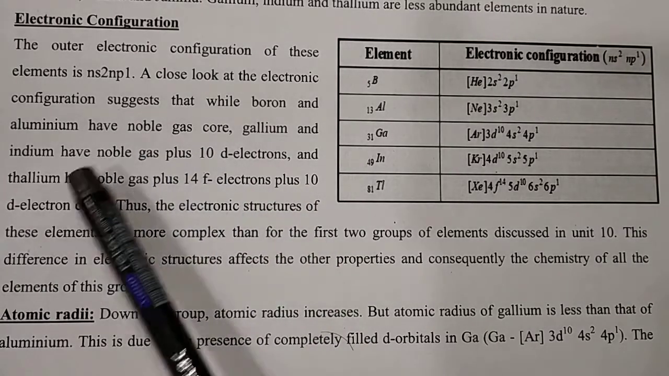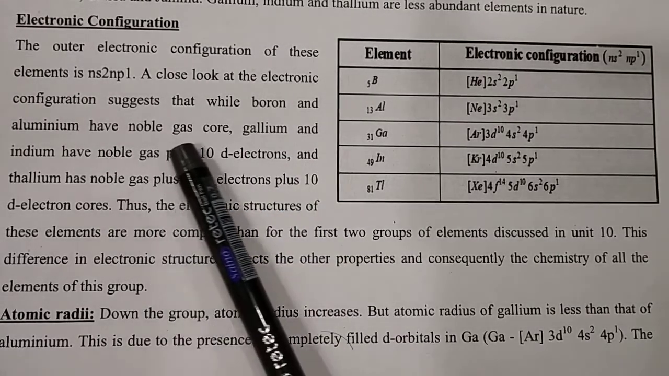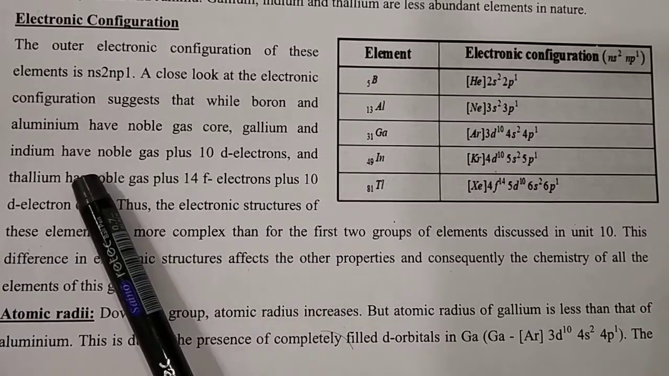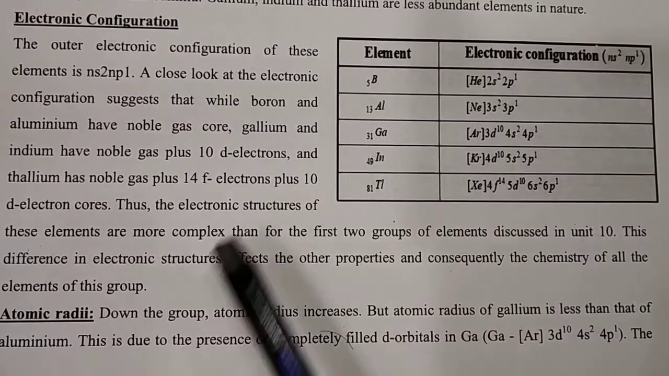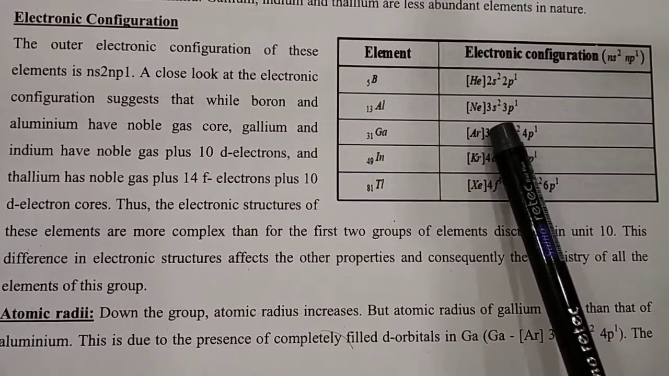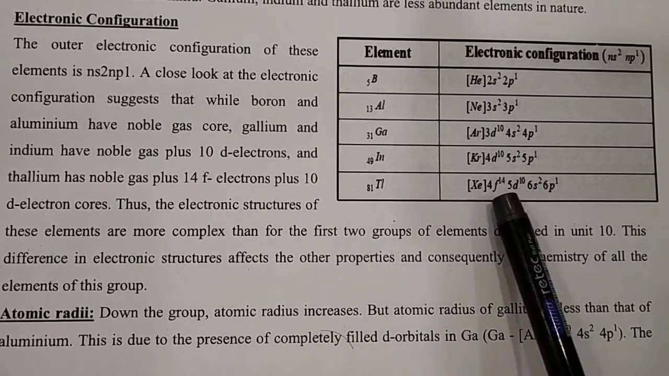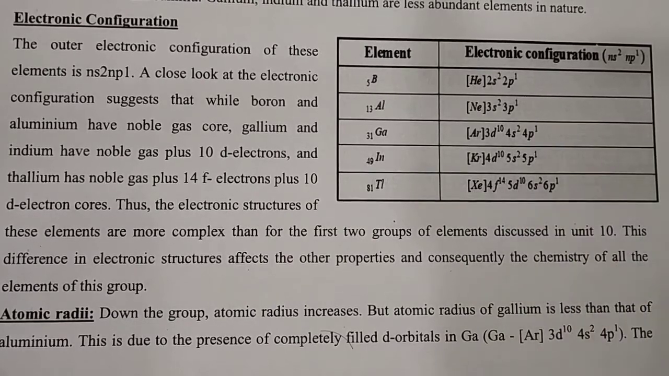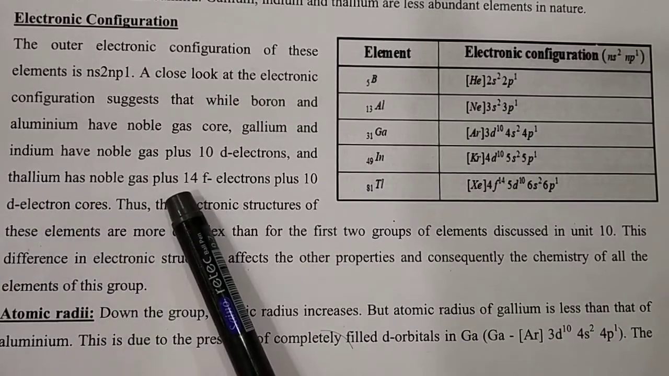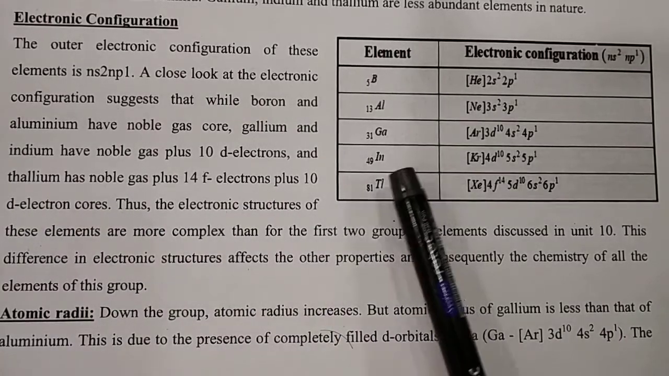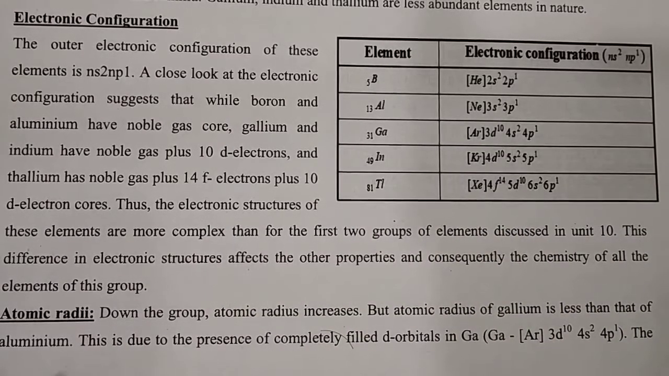So a close look at the electronic configuration suggests that while boron and aluminium have the noble gas core, gallium and indium have noble gas plus d10 configurations. Fine. तो इन दोनों में क्या होगा? गैलियम और इंडियम में d10 आएगा, then 4s and then 4p. But in case of thallium, थैलियम के अंदर क्या होगा? 4f14 भी आएगा, then d10, then 6s2 and 6p1 is there.